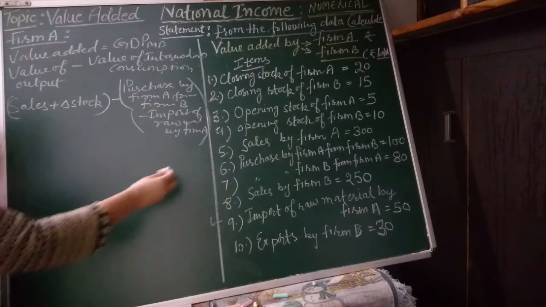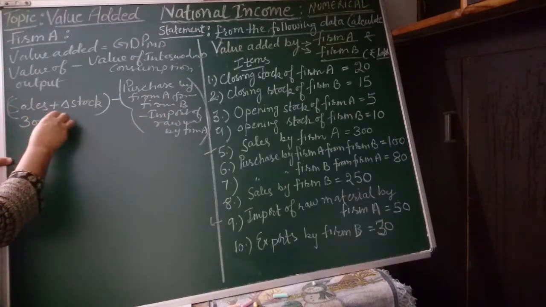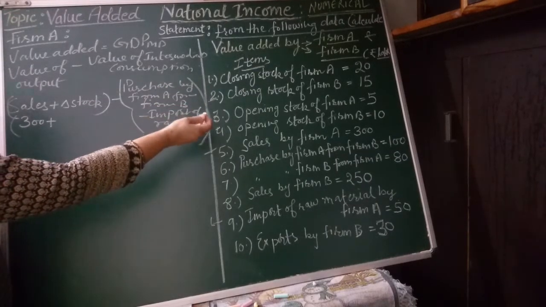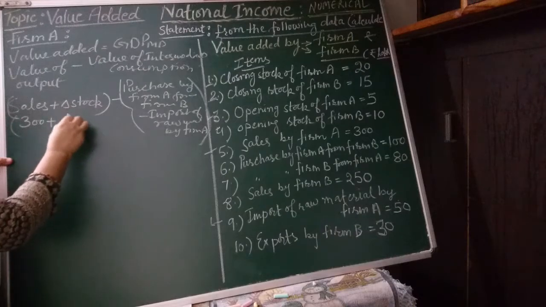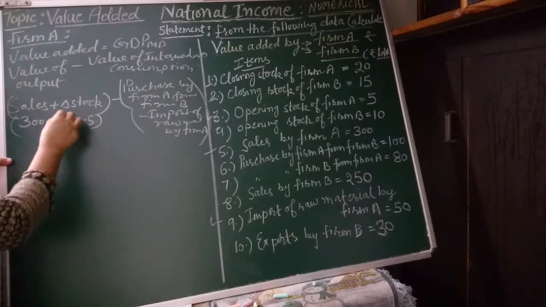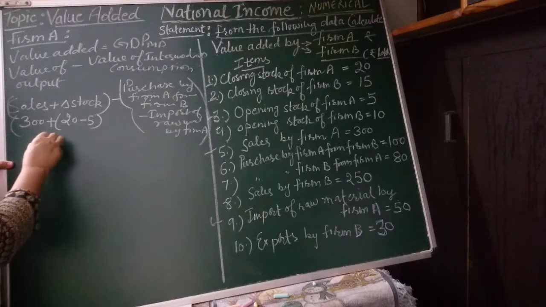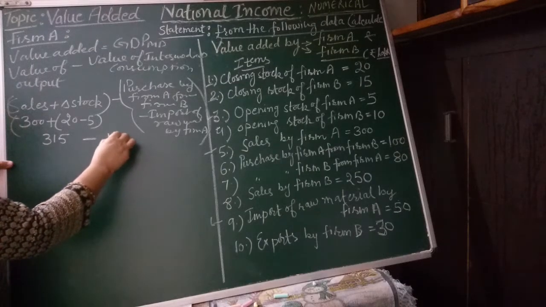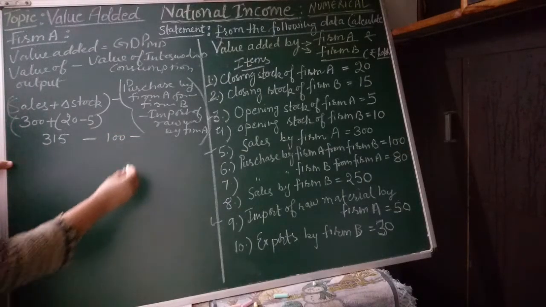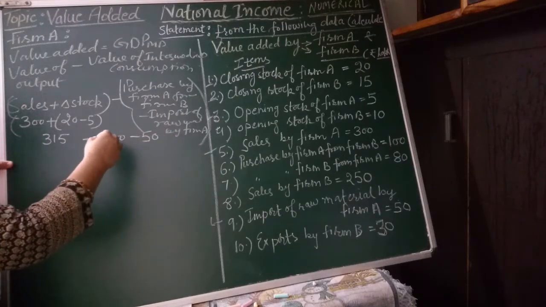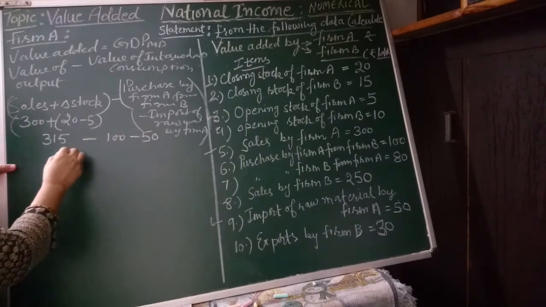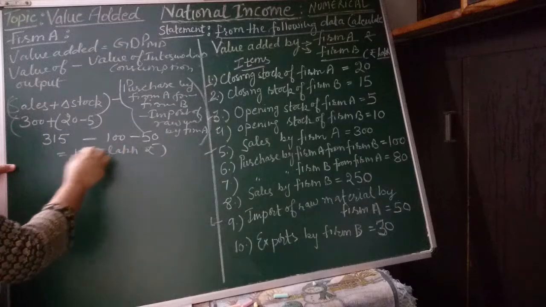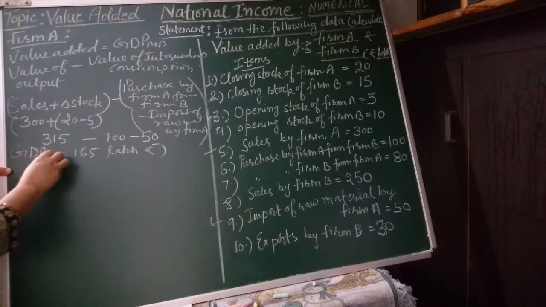So by putting the value, sales by firm A, that is 300 plus change in stock, that is not given. Rather, closing stock of firm A and opening stock of firm A is given. Closing stock 20 and opening stock of firm A, that is 5. So 300 plus 15, 315 will be the value of output minus purchase by firm A from firm B, that is 100, or import of raw material by firm A, that is 50. So this will be equivalent to 165 lakh rupees. So this is GDP at MP by firm A.